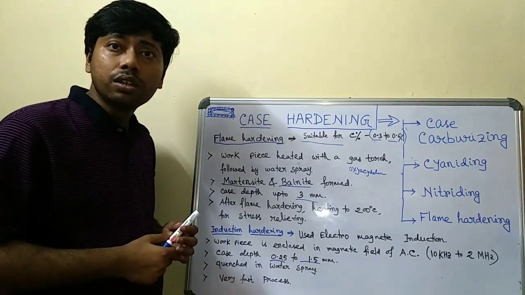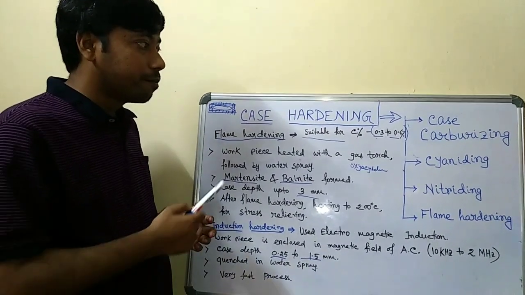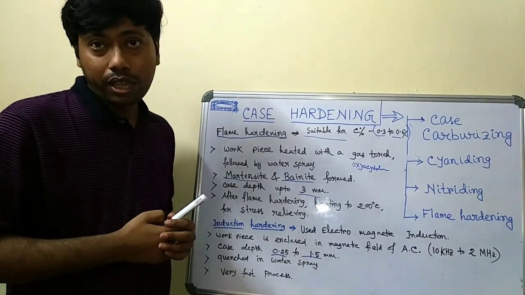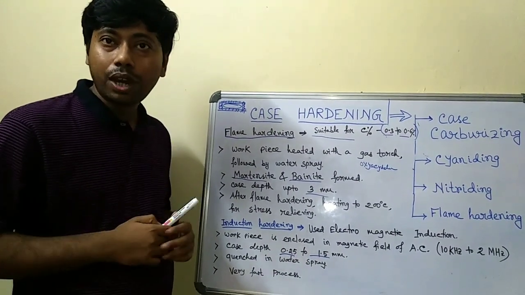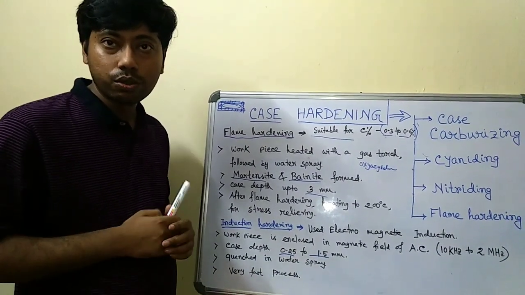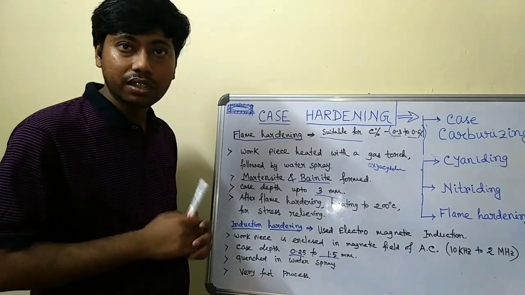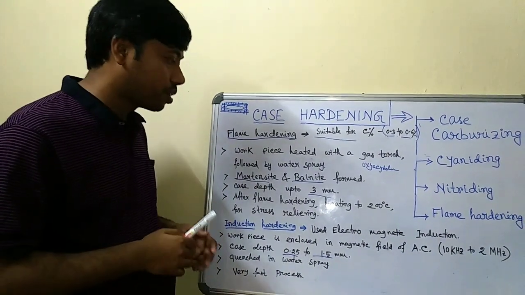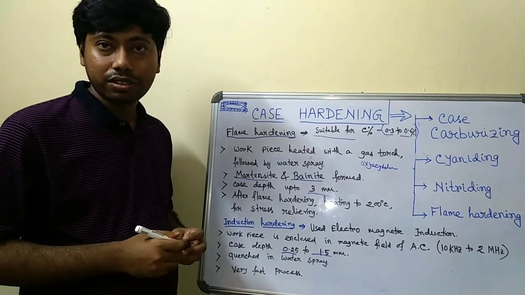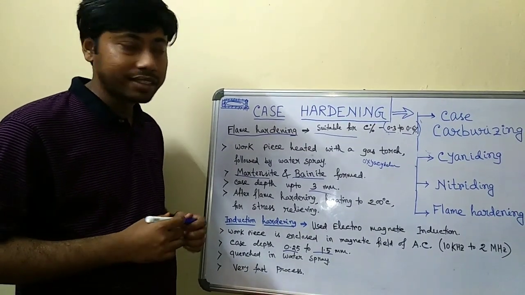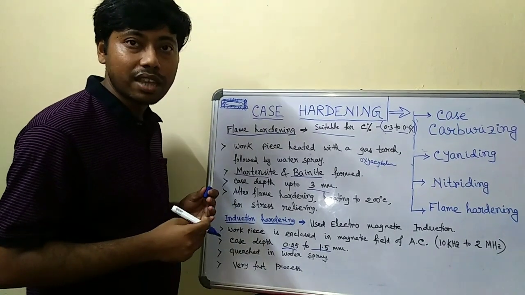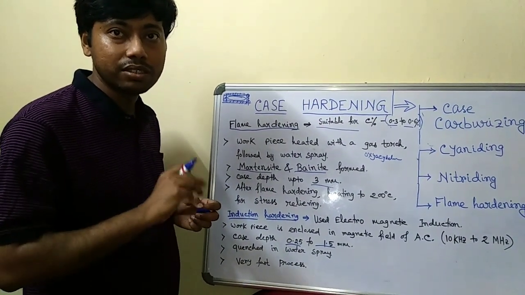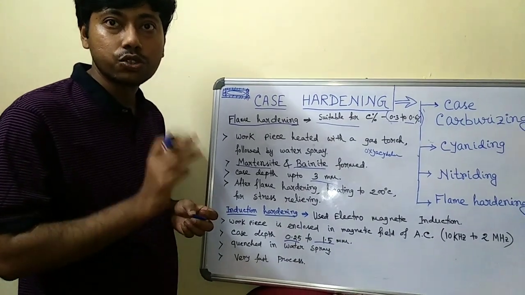Now one question for you: what is the medium used for the cyaniding process? Option 1 is charcoal. Option 2, sodium cyanide. Option 3, propane. Option 4, electromagnetic induction process. What is the answer? The right answer is sodium cyanide. The medium used for the cyaniding process is sodium cyanide.